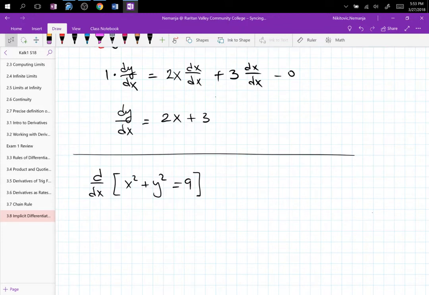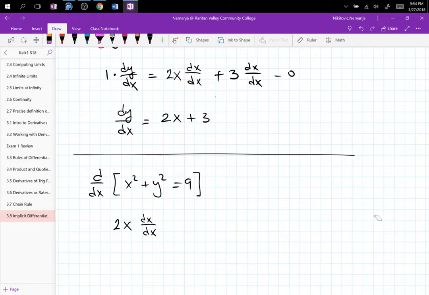So what am I going to do here? Well, we're taking the derivative. I'm taking the derivative of x squared, which is 2x. We can put dx/dx. So you read this as: I took the derivative of x with respect to x.